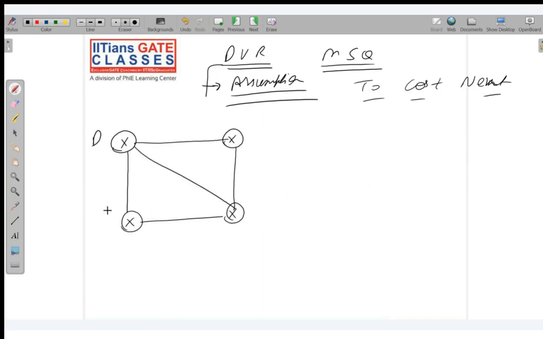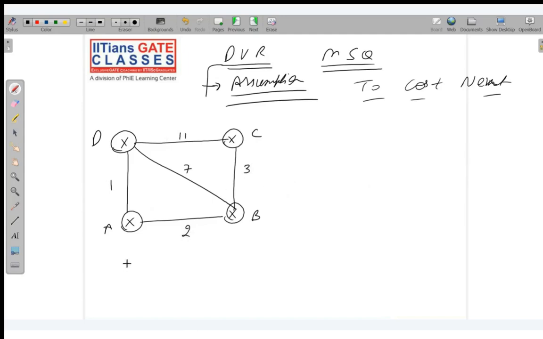So let's suppose this is router D, this is A, this is B, and this is C. So cost of this is 11, this is 7. So this 11 can be distance, or this 11 can be number of hops between C and D routers. Yes. 7, 3, 2, 1.